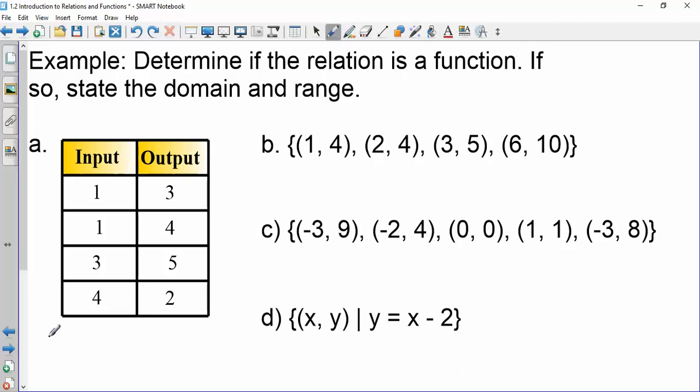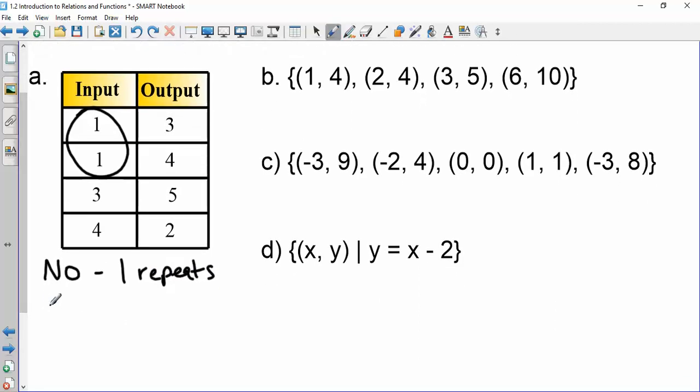So is A a function? Why? One more. Yeah, 1 repeats. Okay, but we can still give the domain and range. Domain is just listing out your input or your x values. If you have the same thing multiple times, you only have to write it once. So my domain is 1, 3, 4.